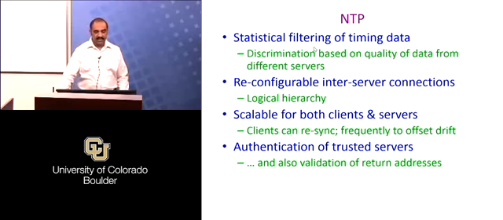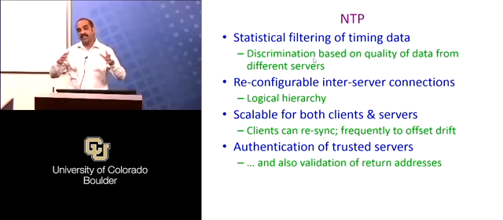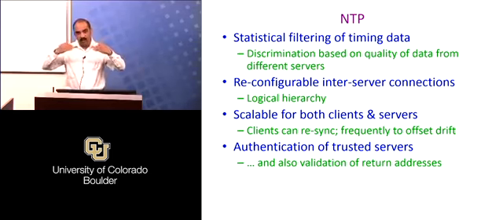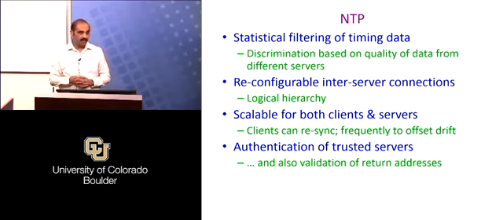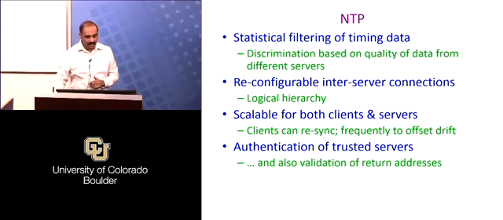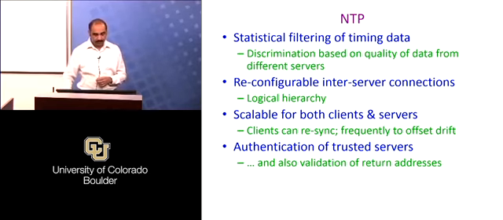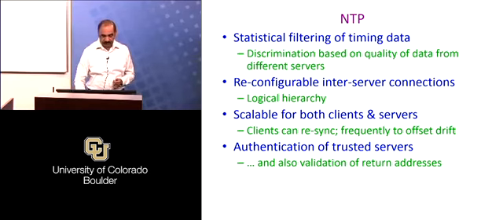Okay. The other thing is it provides a statistical filtering of timing data. So it basically discriminates different data that it collects, based on the quality of data from different servers. It is based on some inter-server connections. There is actually a logical hierarchy that is built by NTP, okay, and it's designed to be scalable for both the clients and the servers. Okay. And then, as I said, authentication of the trusted servers.